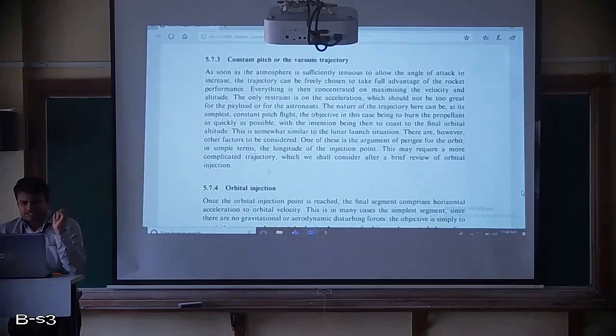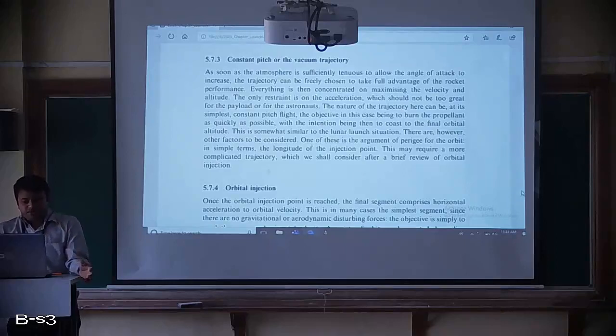Okay. So here the nature of the trajectory is very simple. That means it has a constant pitch flight. The pitching will not happen again and again here. In this case, it will remain constant.